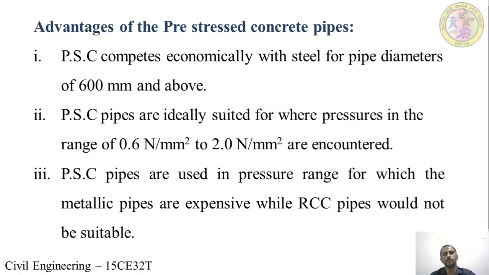Advantages of pre-stressed concrete pipes are: these pipes become economical compared to steel for pipes of diameters 600 mm and above. Pre-stressed concrete pipes are suitable for places where pressure is in the range of 0.6 Newton per mm square to 2 Newton per mm square. These PSC pipes are used where the metallic pipes become costly and the RCC pipes would not survive.